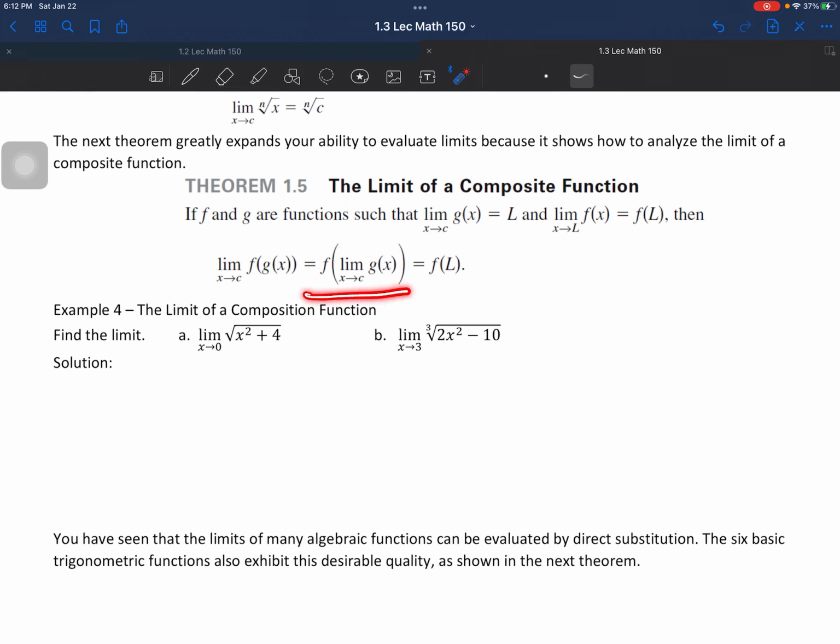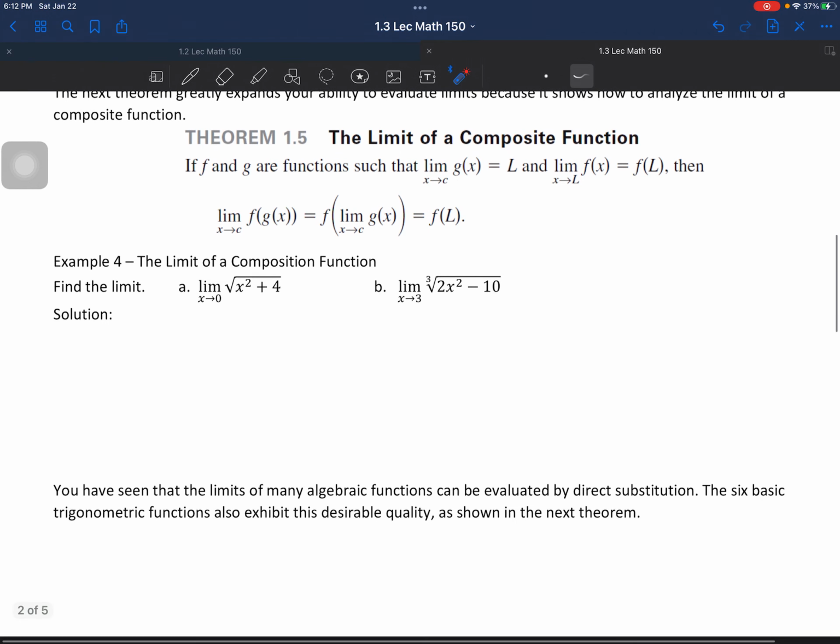And we can kind of see that in this example, right? You first evaluate the limit of the inside function, followed by the output of this, which will probably be something like L, and then you evaluate that value. So here's the next example. Let's try A: the limit of the square root of x squared plus 4 as x goes to 0. Then we've got to be careful.